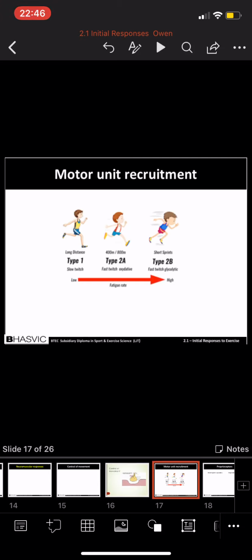Slow oxidative fibres will be recruited if the muscles are not working that hard and need to last a long time. An example of this would be a marathon. As these are fatigue resistant, due to having the highest amount of mitochondria. Fast oxidative glycolytic would be used in runs like 800 meters, and fast glycolytic would be recruited in runs such as sprinting. The faster the motor unit, the faster the tension is built.